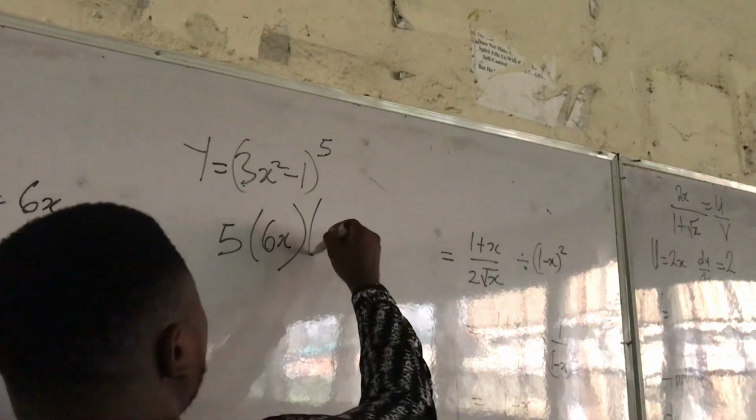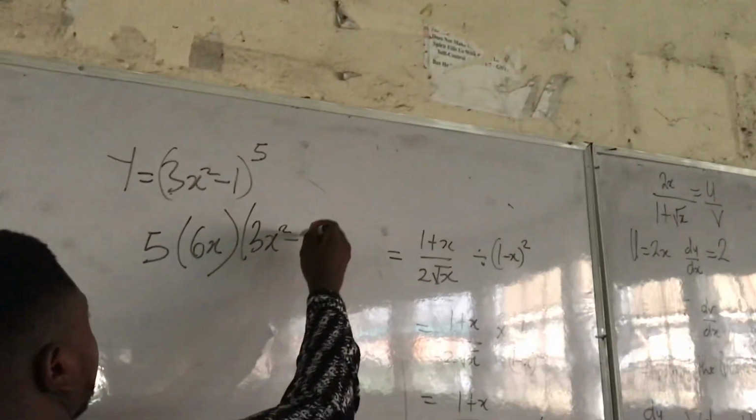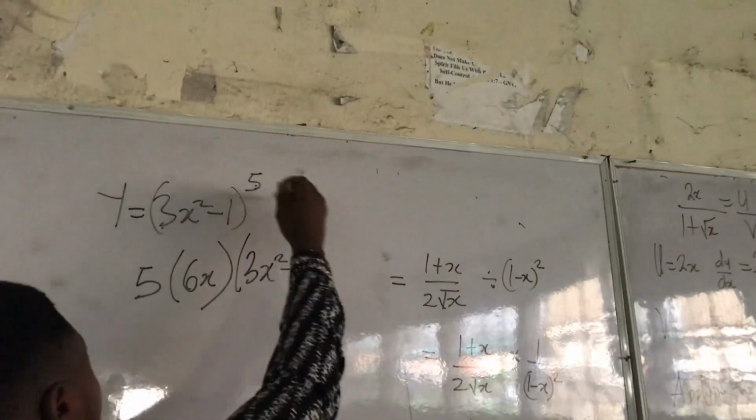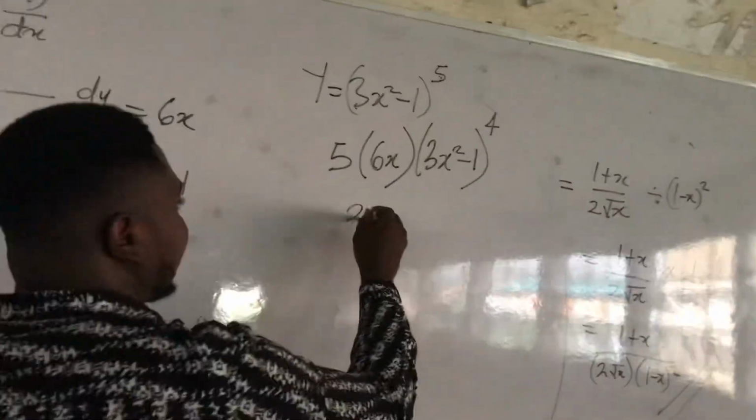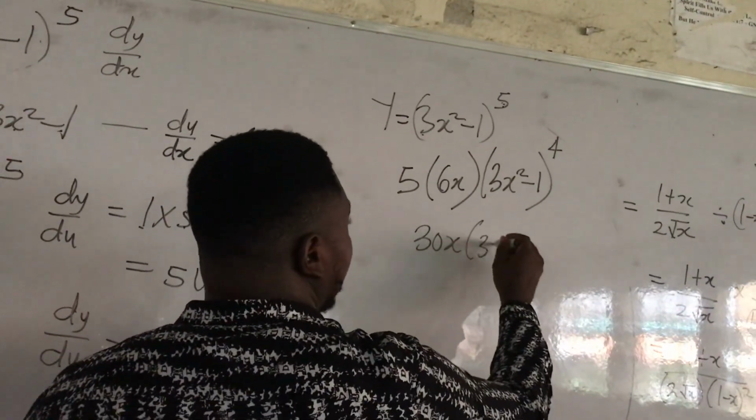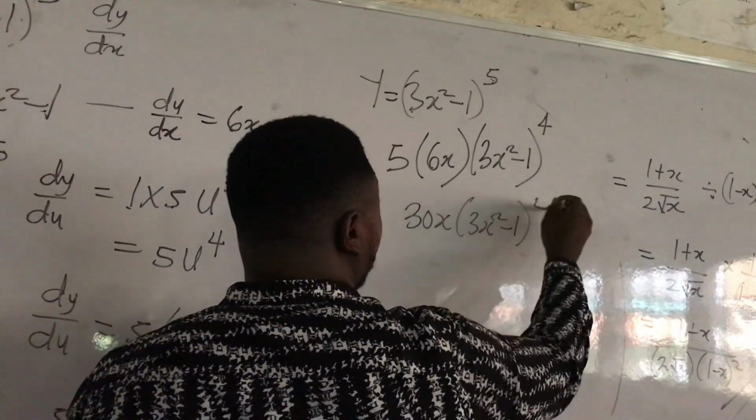Step 3, repeat what you have in the bracket again: 3x squared minus 1. Step 4, subtract 1 from the power. 5 minus 1 is 4. Now 5 times 6x is 30x into the bracket (3x squared minus 1) raised to power 4.